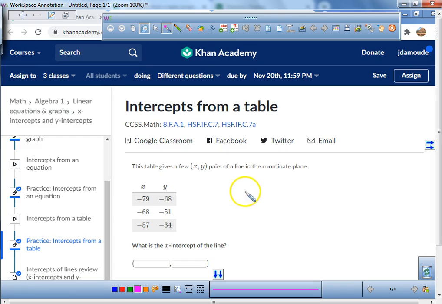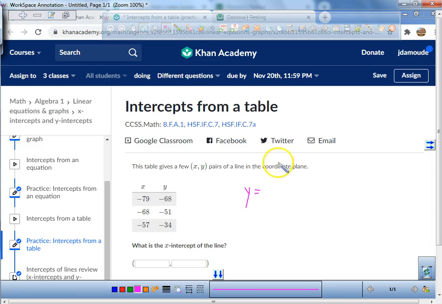So, one of the things I would do by hand if I wanted to figure out my x and y intercept is find the slope first. First and foremost, I would find the slope. So how do we find the slope? We find the gap between the change in our y's over the change in our x's. So what's the gap between a negative 68 and a negative 51? I believe that to be 17 units.